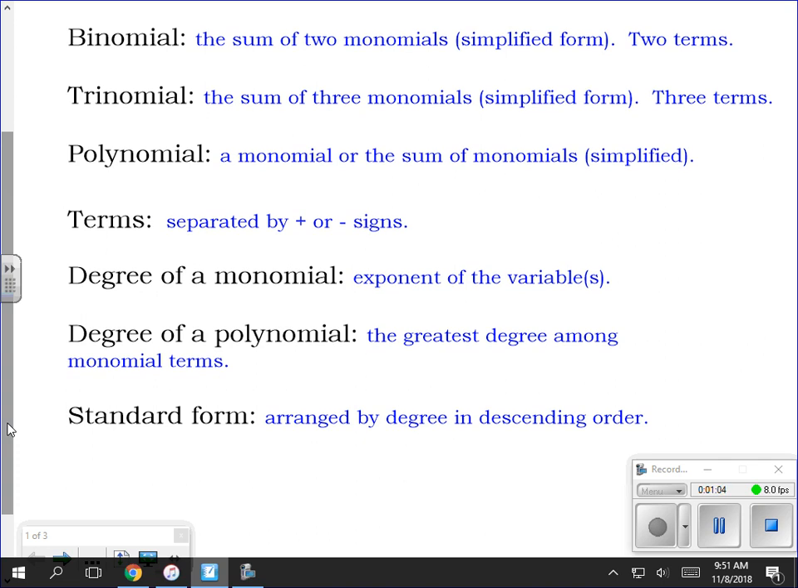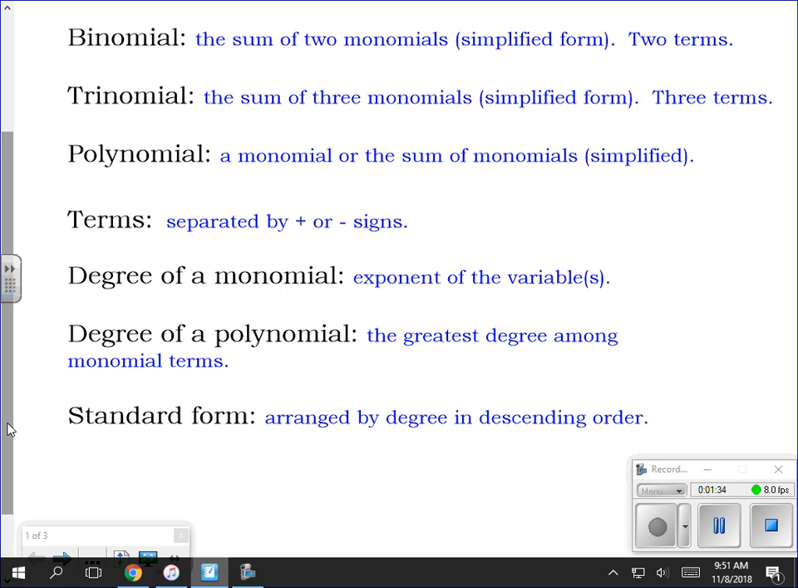The degree of a monomial is the exponent of the variable. So the exponent on the variable determines the degree of the monomial. The degree of a polynomial is the largest degree. It's the largest power. So with a quadratic, x squared plus 2x plus 3, it was degree 2 because the largest exponent was 2. Okay, the largest exponent is the degree.